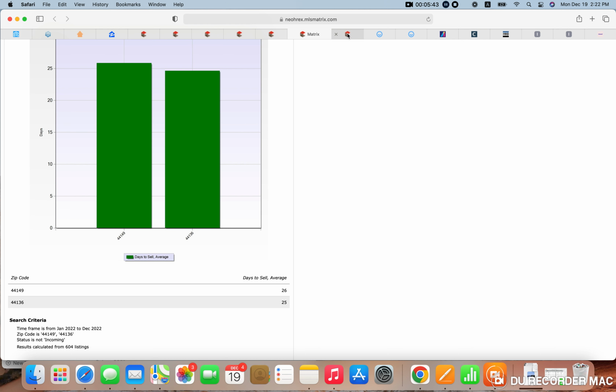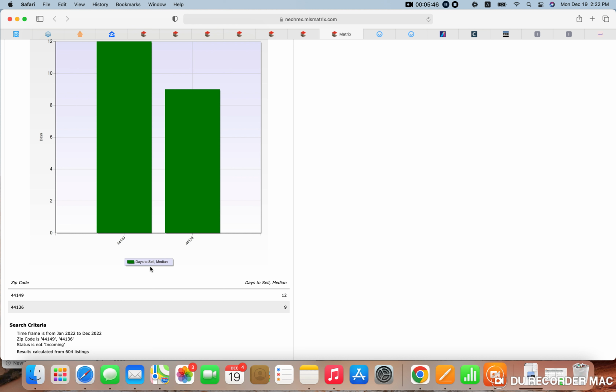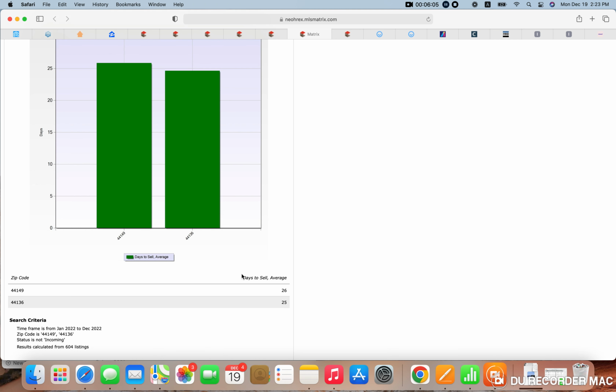If you actually look at the median days to sell, which I pulled up right here, this is going to be the very middle point. And basically, you're looking at 9 to 12 days, which again, the advantage is on the east side of Strongsville for that particular home, because this is just one singular home as opposed to the average house as far as how quickly it takes to get under contract.